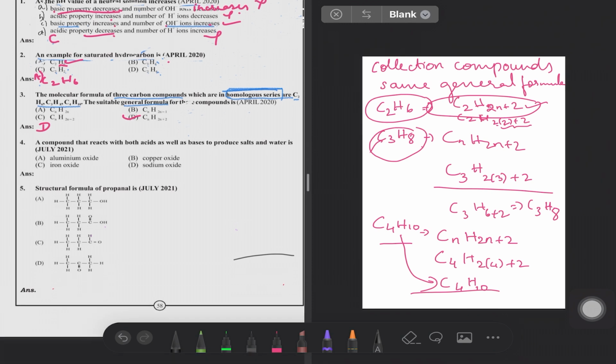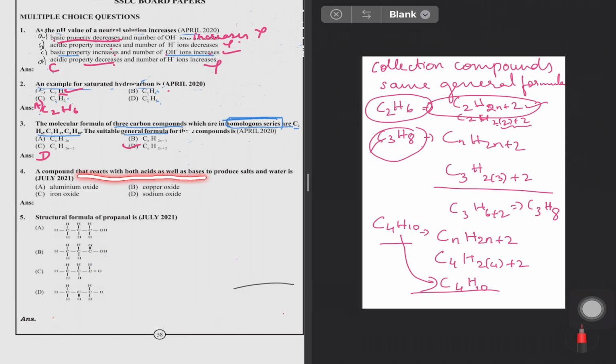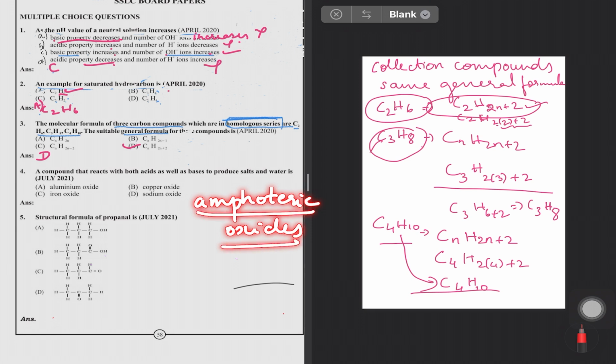Coming to the fourth question. A compound that reacts with both acids as well as bases to produce salt and water is. What are the compounds that react with both acids and bases to produce salt and water called? It is aluminum oxide, and even zinc oxide reacts with both acids and bases to produce salt and water. They are called amphoteric oxides, which react with both acids and bases.